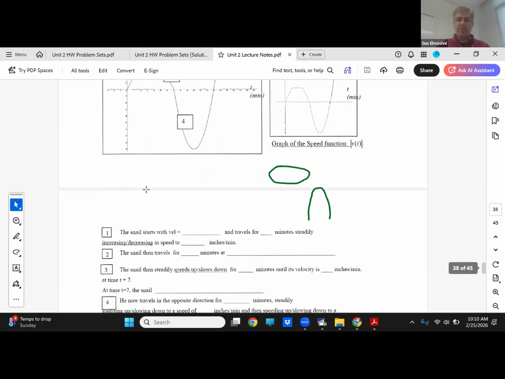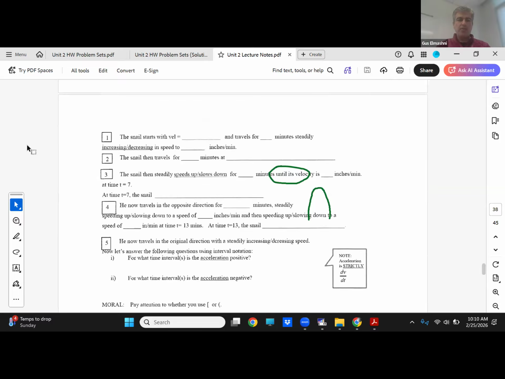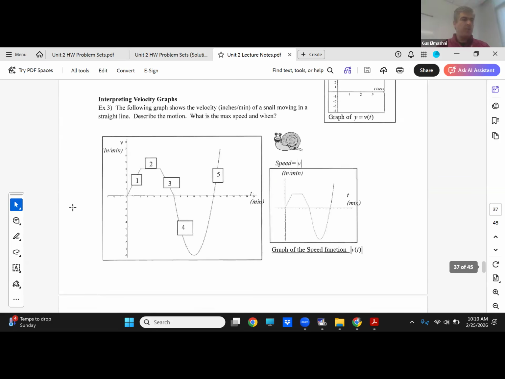So now let's answer these questions. So the snail, and actually I'm going to get a copy of the notes. I don't want to keep going back and forth. You guys can fill out the blanks on the previous notes on the next page. I'll just write the answers next to the graph.